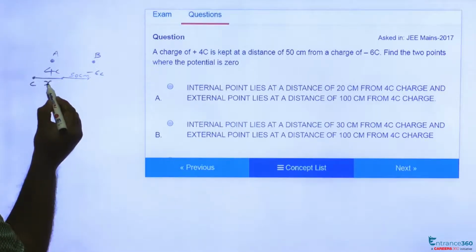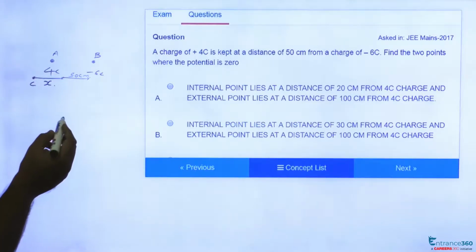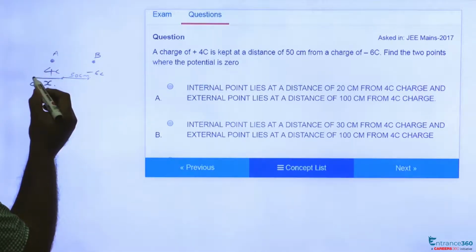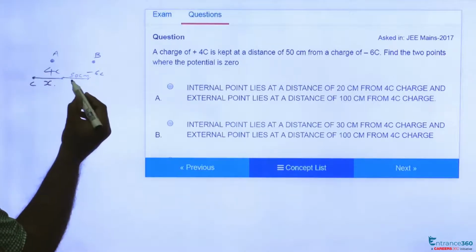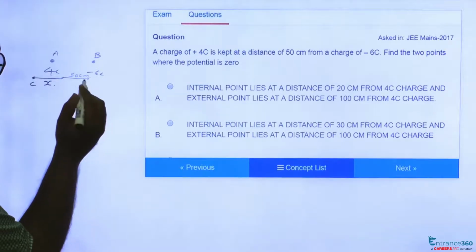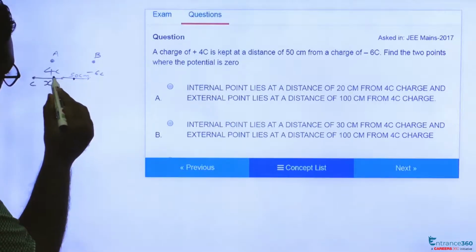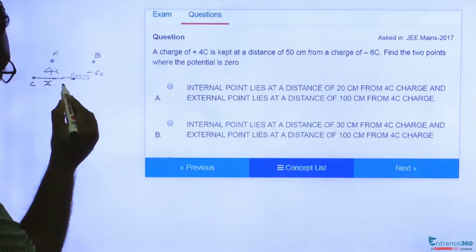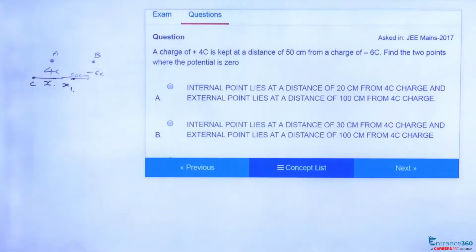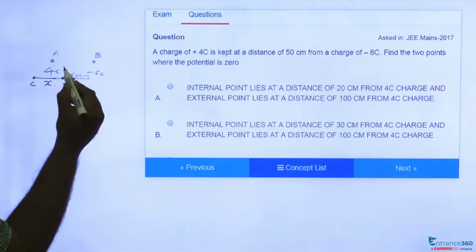Let the distance be x. Then here assume the potential to be 0. Similarly, in between also they are asking 2 points. So in between, let's assume a point at a distance x1 from 4 coulomb. So it is at a distance x1 where potential is 0. Say this point as D.